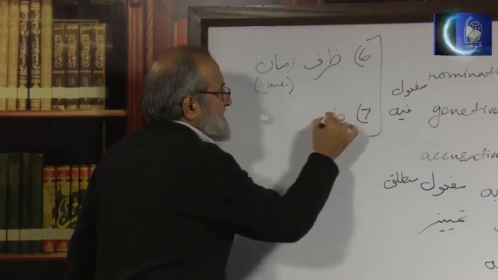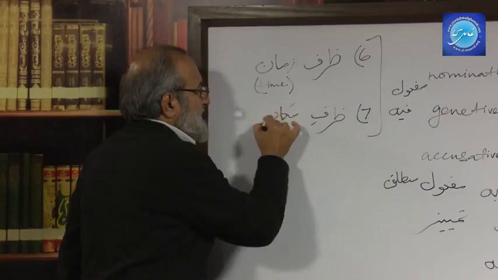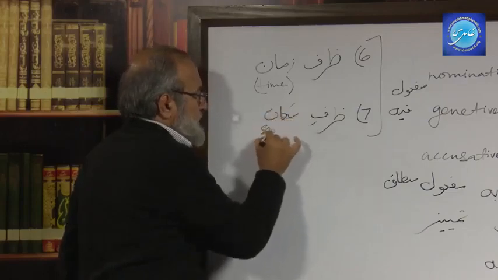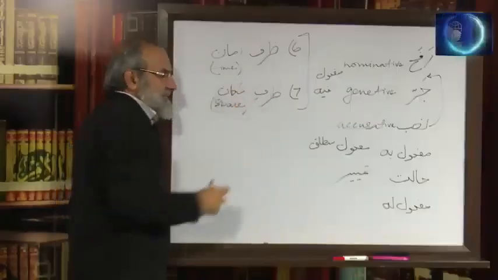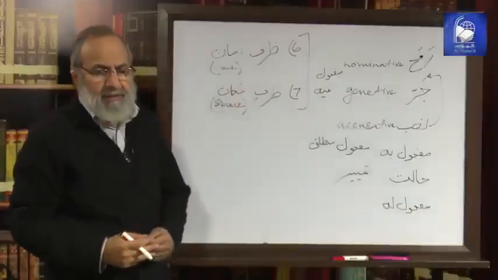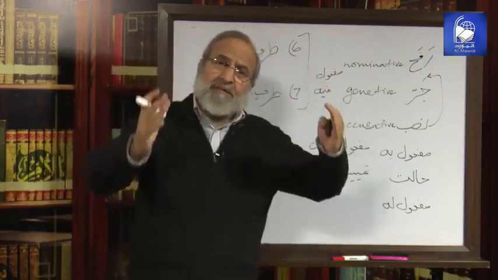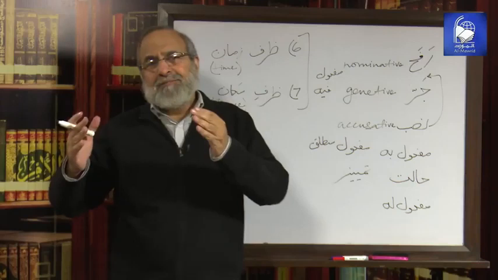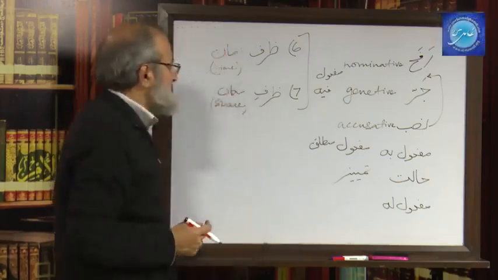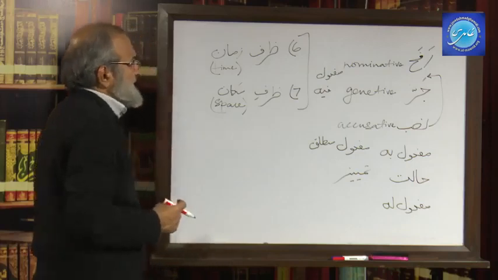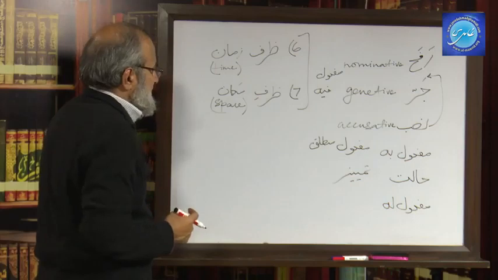And likewise, we have zarf makan. Makan is simply space. So the work was contained, was done in either a particular time period or a particular place, space. Let's try to take one example each. Let's talk about zarf zaman first.